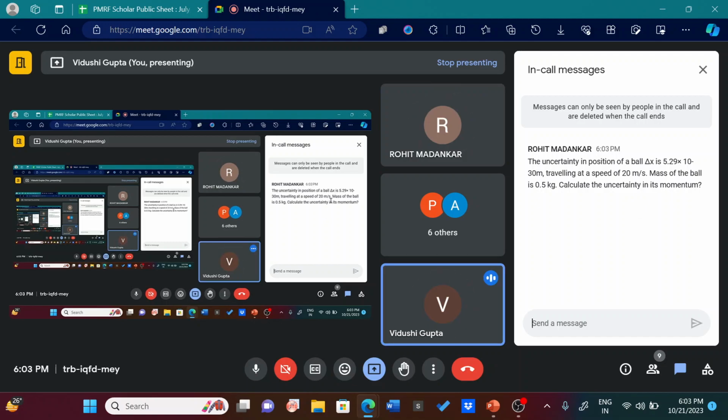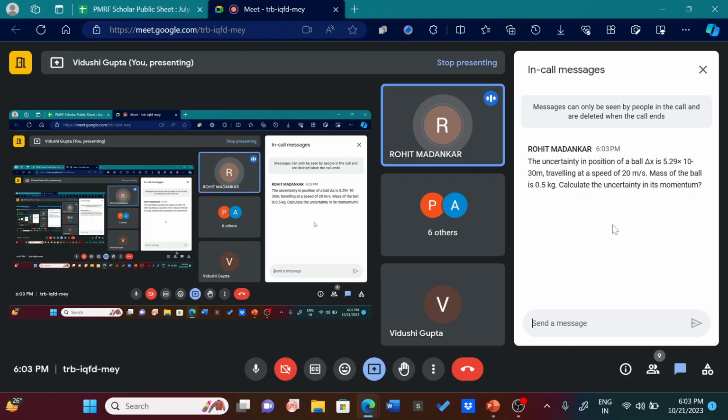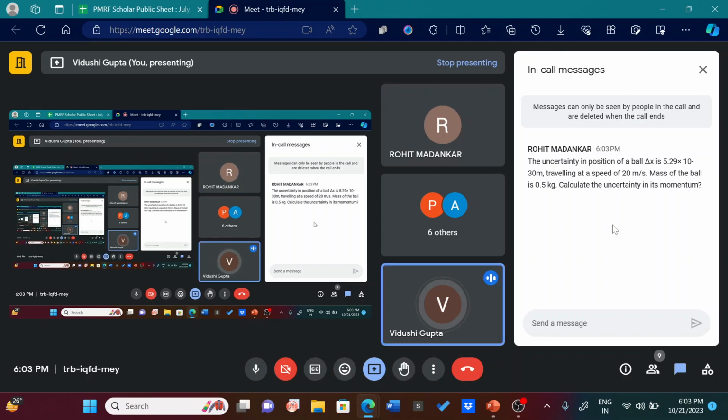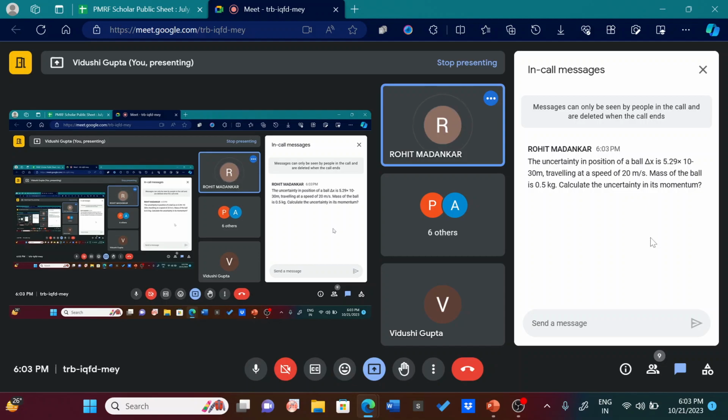Because I solved it according to delta x into delta p is equal to h upon 4 pi. I am trying to solve that question by that formula, but I am not able to get it. In that question it's P, so you have to multiply mv, because they have asked momentum. According to that formula, there is no need of mass and velocity. If you solve by the formula you have said, there is no need of delta x. So we have to directly multiply 0.5 into 20. That will be the final answer.